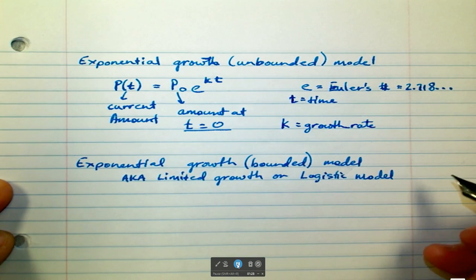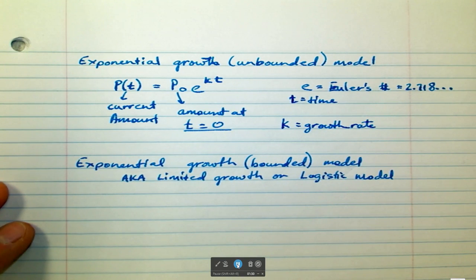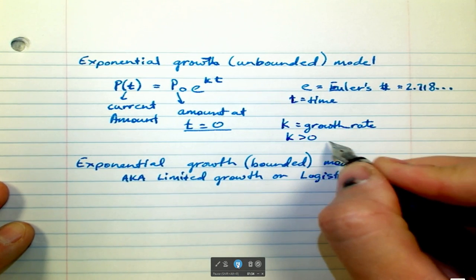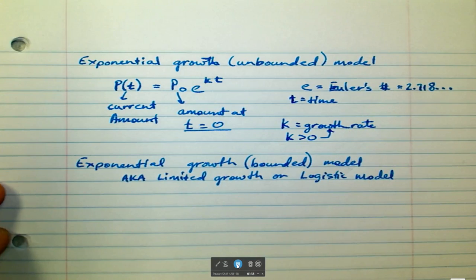K is our growth rate, okay? And it has to be positive. It has to be positive for it to be growth. Okay, K greater than 0 to be growth. If it is less than 0, if K is negative, we actually get decay. We get a loss, a lowering of the principal. Okay, so that's our first one.